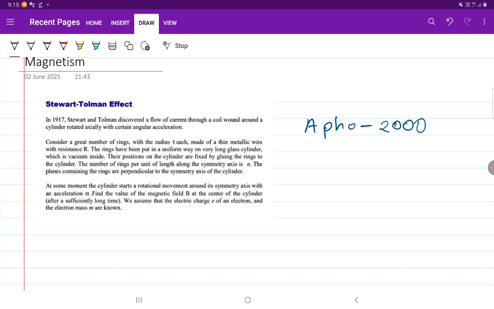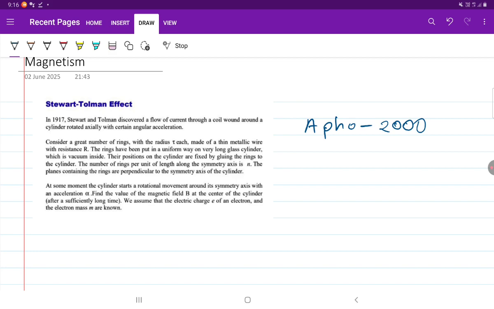In 1917, Stewart and Tolman discovered a flow of current through a coil wound around a cylinder rotated axially with certain angular acceleration. Consider a great number of rings, each of radius r, made of thin cylindrical metallic wire of resistance R. Okay, they are saying that all the wires are made of thin metallic wire of resistance R. Now the rings are put in a uniform way on a very long glass rod, which is vacuum inside. Their positions on the cylinder are fixed by gluing the rings to the cylinder.